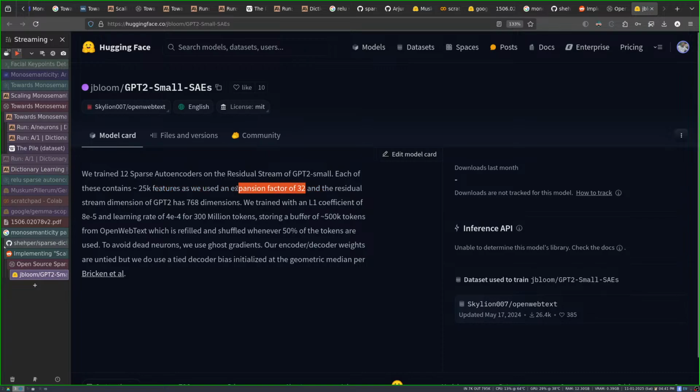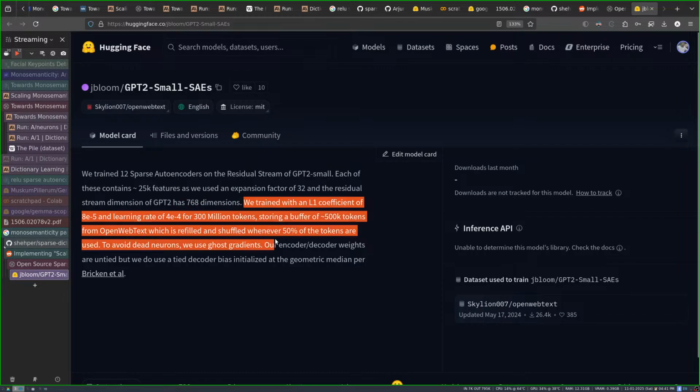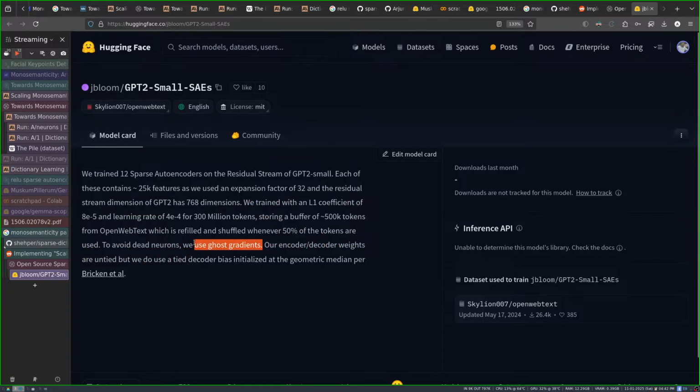On the residual stream, the dimension of GPT has different features. We trained with an L1 coefficient, and the dictionary is resampled and shuffled when 50% of the tokens are used. To avoid dead neurons, we use ghost gradients. What are ghost gradients?